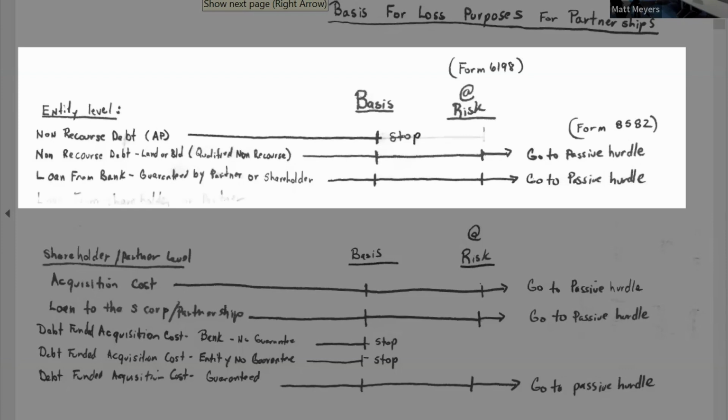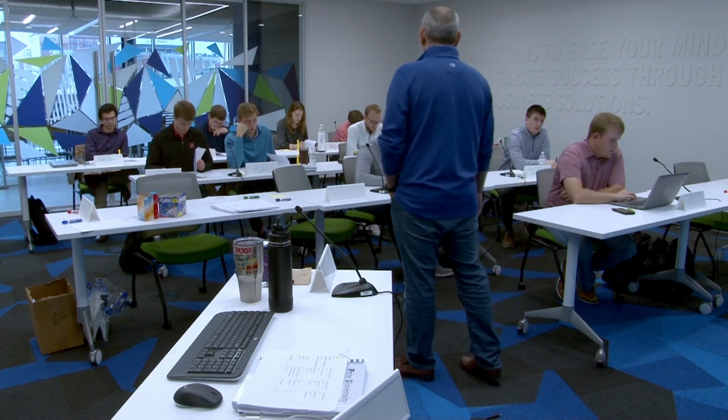Do we have not qualified non-recourse debt? Yes. And what should we do with that? It's going to be pro rata as well. It is. Okay. Then we have loan from bank guaranteed by partner or shareholder. That's just going to go to the partner guarantee. And why does it go to the partner who guaranteed it, Chris?